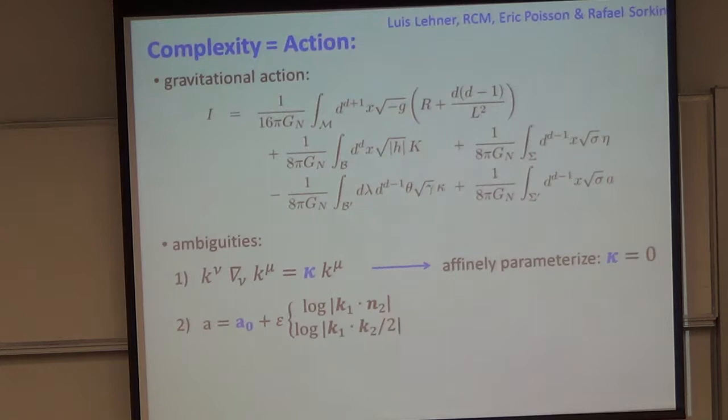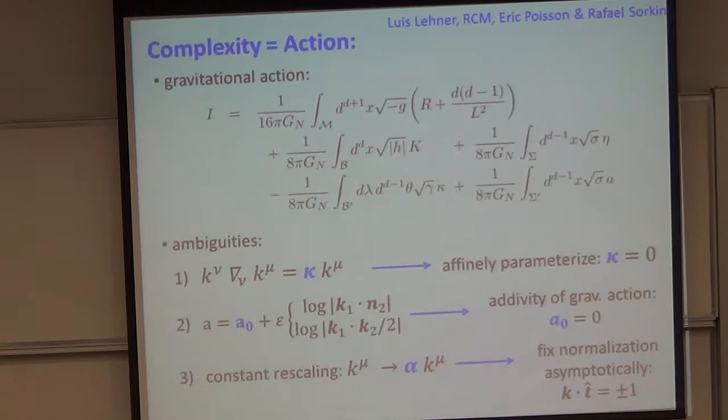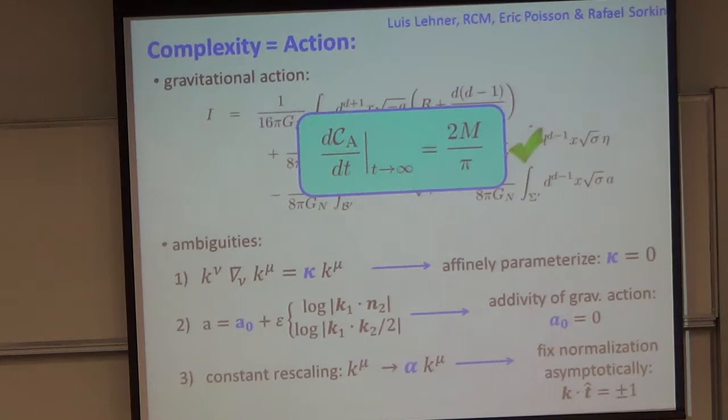There are other ambiguities, but given that time is running, I'll just say that there are simple choices you can make to fix the ambiguities that appear here. And then given this technology, we can actually properly evaluate the time rate of change of the complexity. And much to the surprise of my collaborators, you get exactly the same answer that the smart folks at Stanford said it should be.